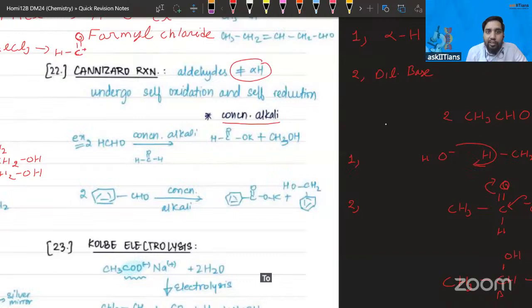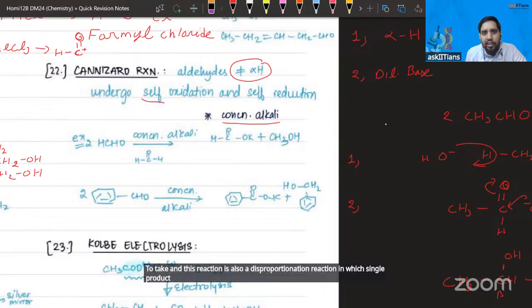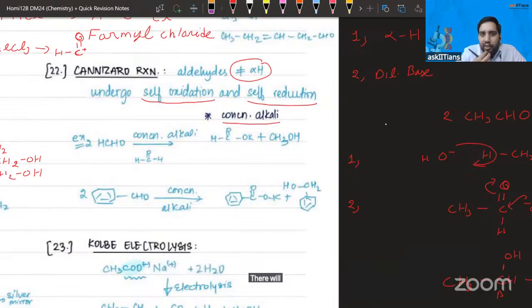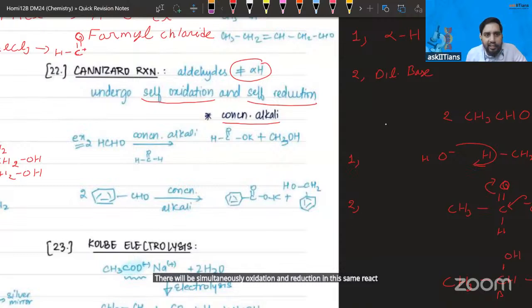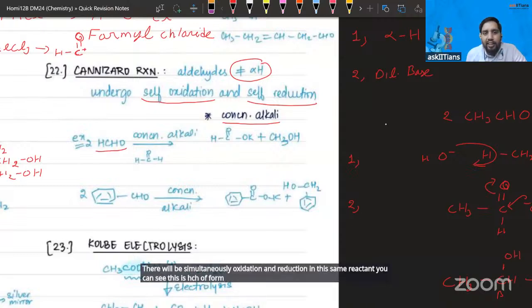This reaction is also a disproportionation reaction, in which the same reactant is converted into an oxidized and a reduced product. There will be simultaneous oxidation and reduction in the same reactant. You can see this is HCHO, formaldehyde, with no alpha H. This HCHO is converting into the salt of a carboxylic acid. So this particular reaction is oxidation.